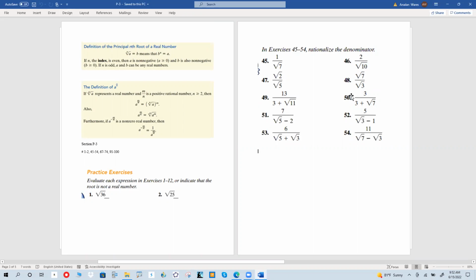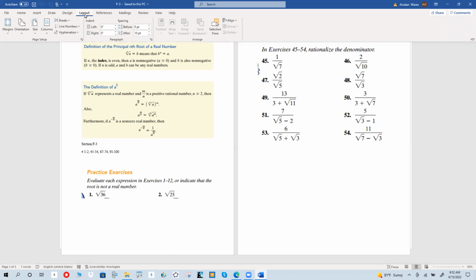Okay, so guys, look at the language. That's the language I'm going to use on the exam. So make sure you read it. It says rationalize the denominator. That's what we're doing. We're not solving for anything. We are rationalizing the denominator, and I'm going to tell you what it really means.